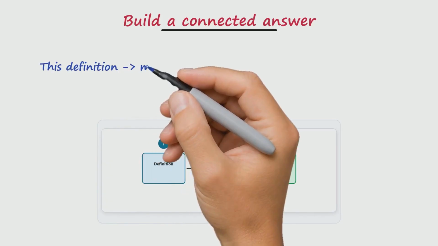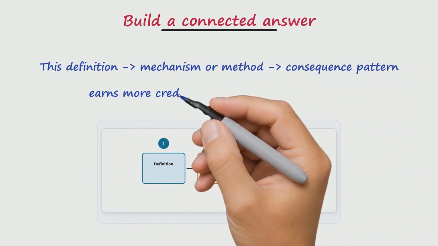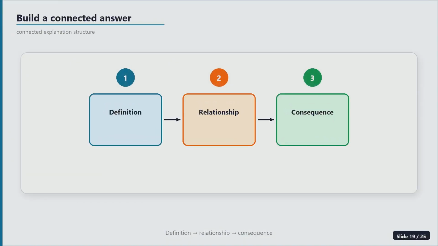This definition, mechanism or method, consequence pattern earns more credit than a list of isolated words. Build the answer as a chain: define the idea, state the relationship, then name the consequence. Examiners look for that connected thread, not isolated facts.